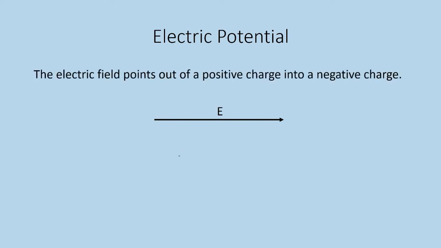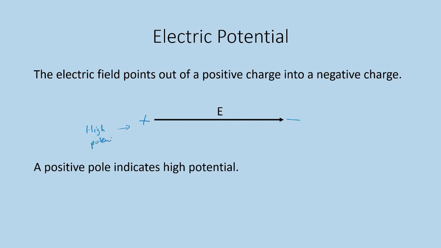The electric field always points out of a positive charge, or diverges out of a positive charge, or into a negative charge. So we take this as a reference for us. From where the arrow is emerging, we consider that we have a positive polarity, and where it converges in, we consider that it has a negative polarity. So when we have a positive side, this indicates a high electric potential, and when it's negative, it indicates a low electric potential.